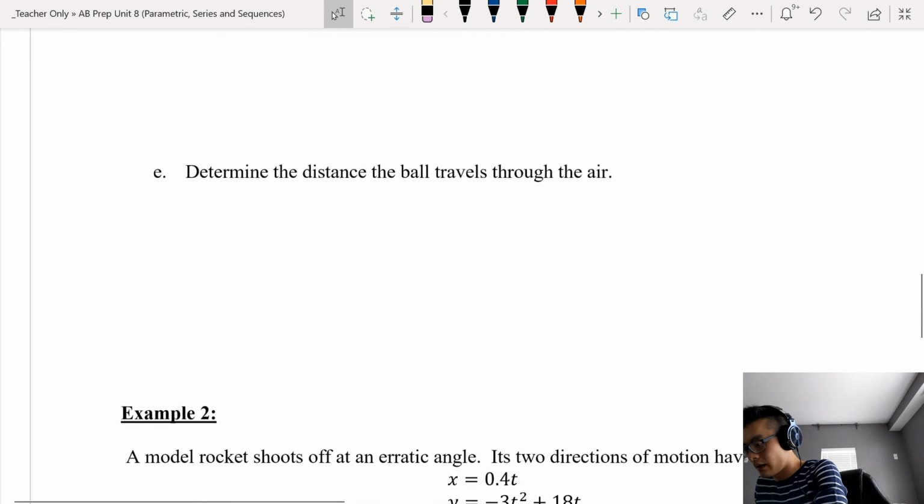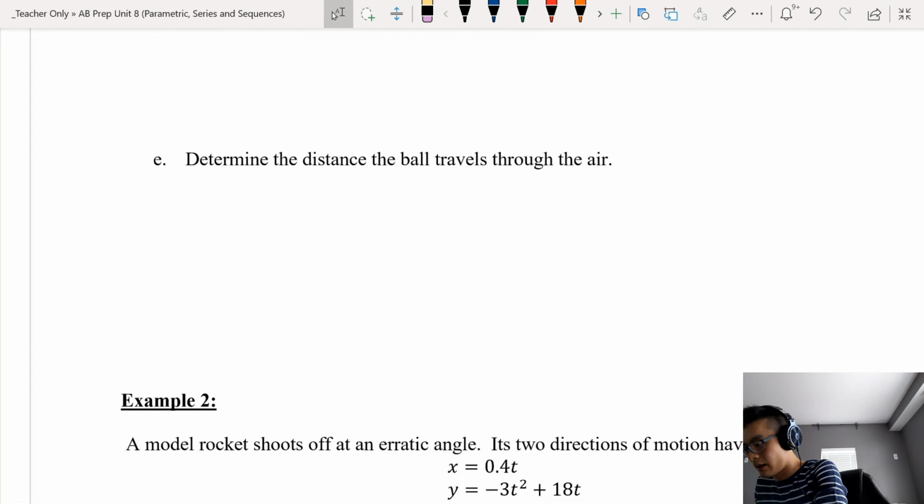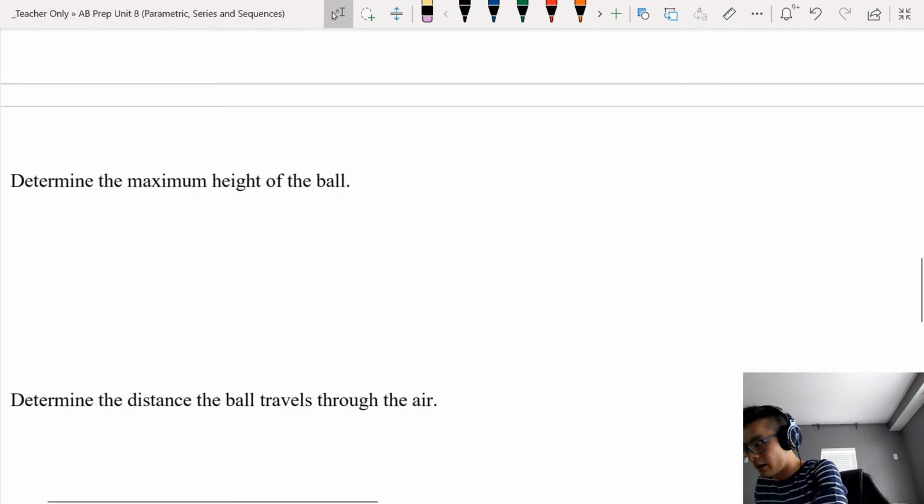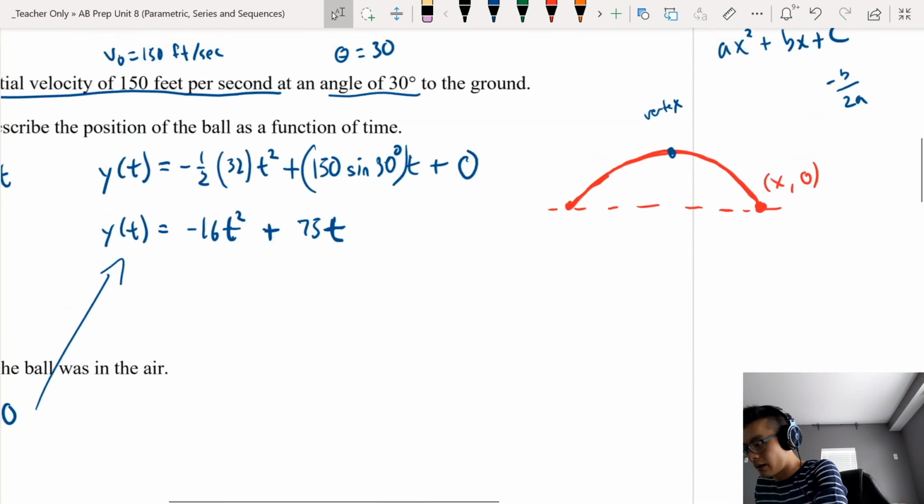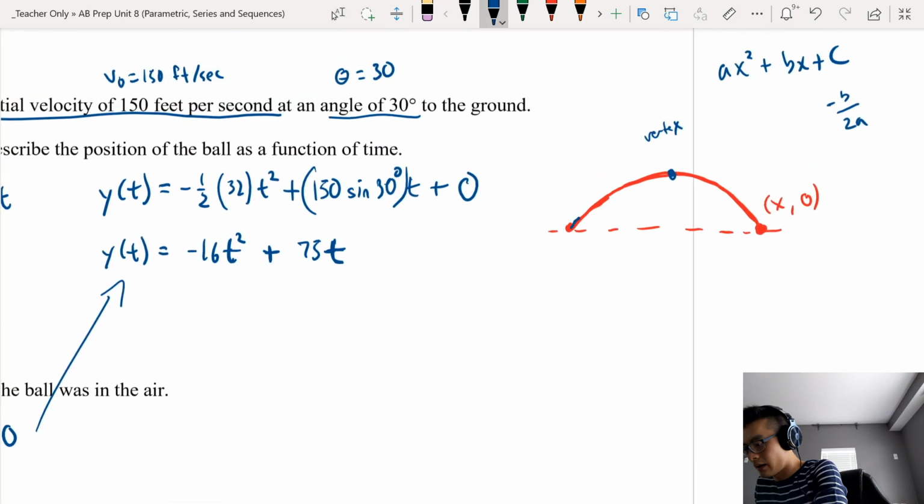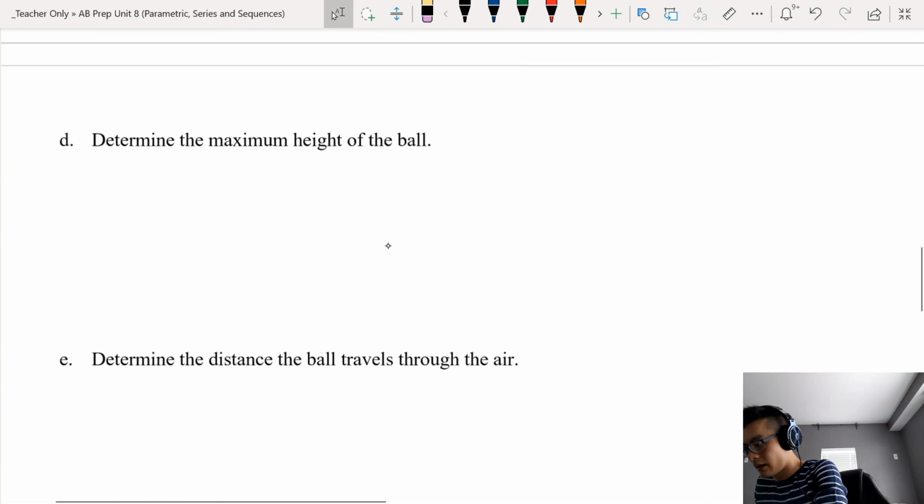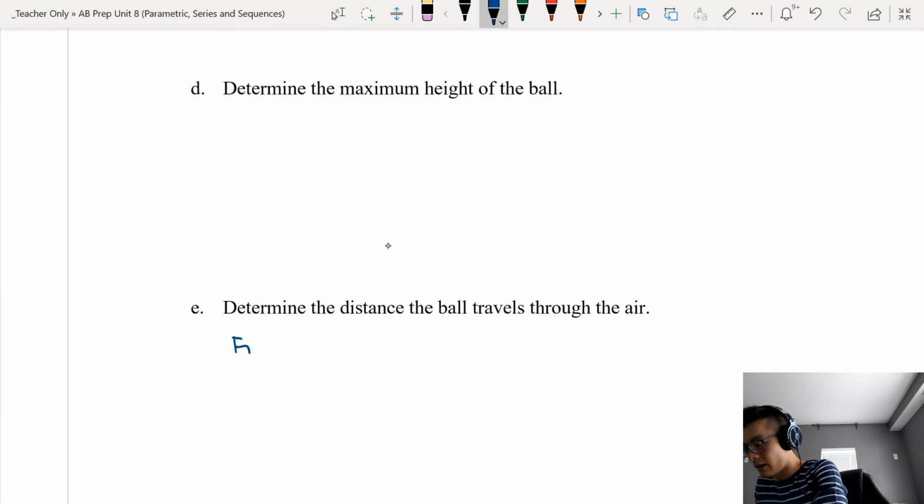And last but not least, determine the distance the ball travels through the air. And so that might be a little confusing because some of you guys may be like, wait, Mr. Park, we don't have any sort of mechanism to be like, how do we calculate the distance of this curve? It's kind of like a circle. How do we determine like the circumference or like how long the curve is going to be? What I'm really asking for is, what is x? That's really what I'm asking for. So for this one, find x when the ball hits the floor again.